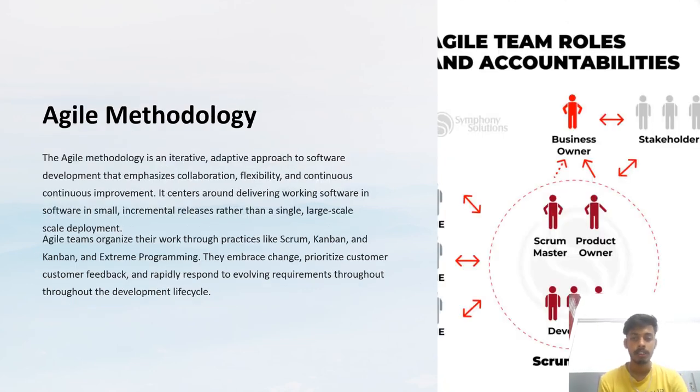Moving on, the agile model. The agile model is an iterative, adaptive approach to software development that emphasizes collaboration, flexibility, and continuous improvement. It centers around delivering working software in small incremental releases rather than a single large-scale development. Agile teams organize their work through practices like Scrum, Kanban, and extreme programming. They embrace change, prioritize customer feedback, and rapidly respond to evolving requirements through the development cycle.